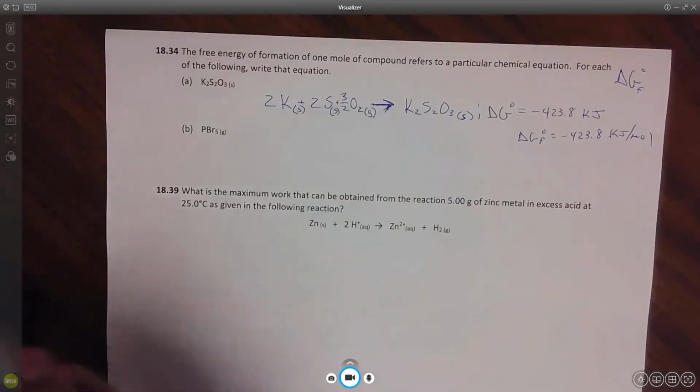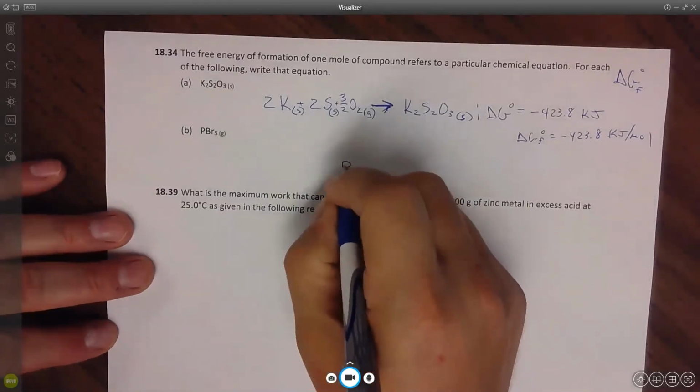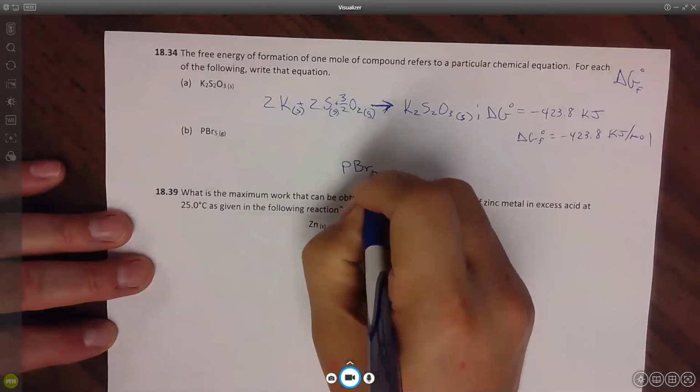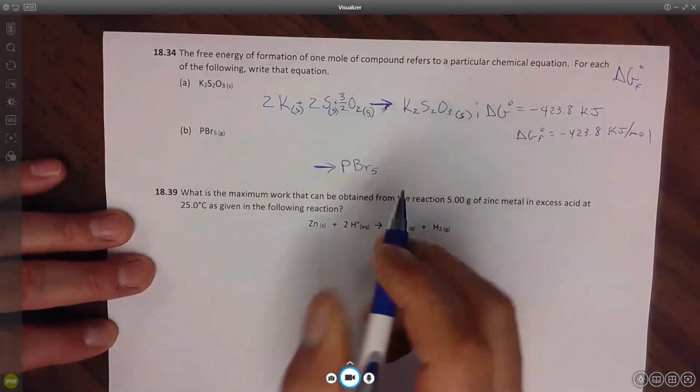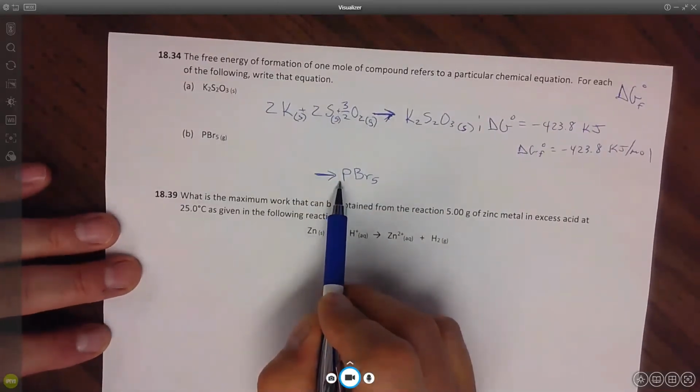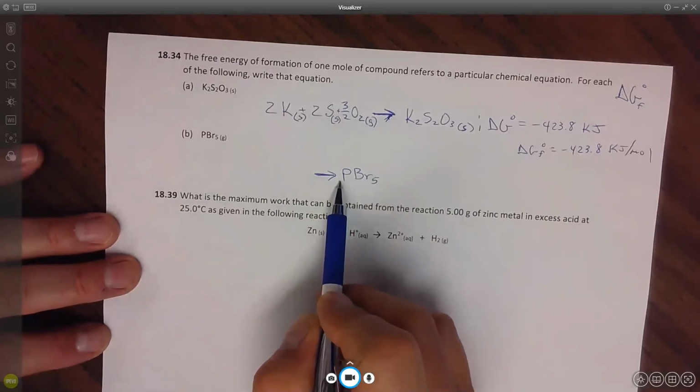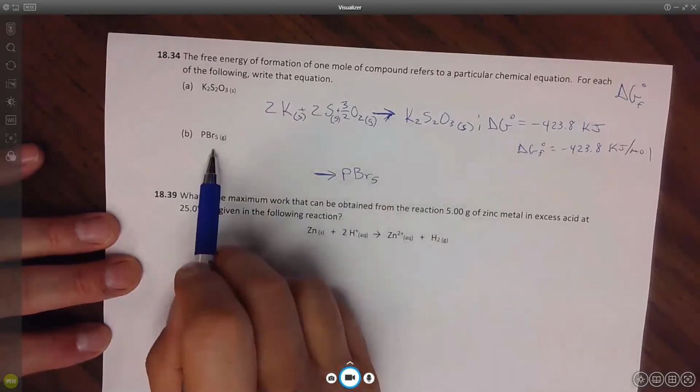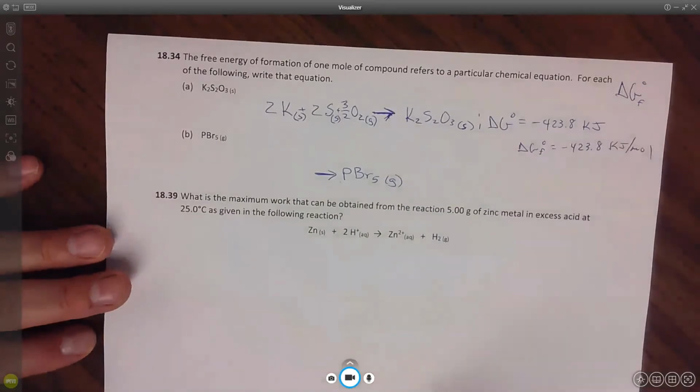Well, the PBr5 is going to be the product. Absolutely. What coefficient? 1. And it does not change. Phase label? Gas. Yeah, it was given as a gas, so gas. Okay, reactants?